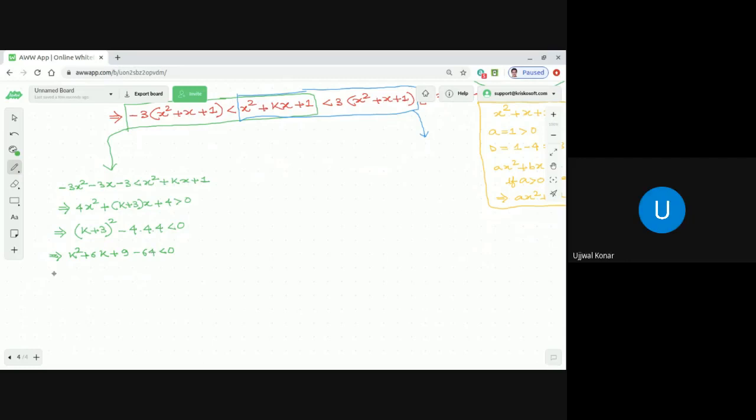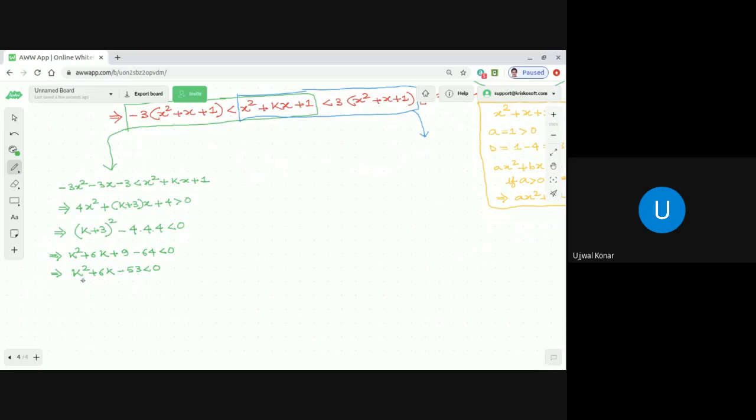So from here, what you can write is that k square plus 6k minus 53 is less than 0. Now let's look into it. If we look into this particular quadratic polynomial, k square plus 6k minus 53, a is greater than 0 and b square minus 4ac is also greater than 0.